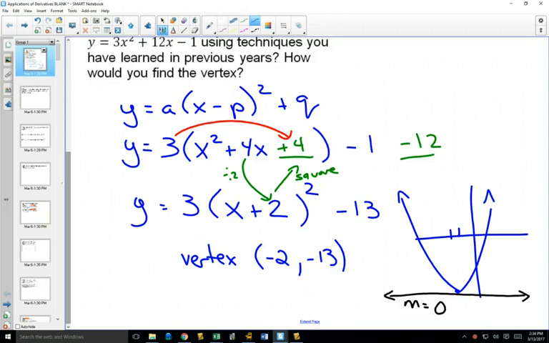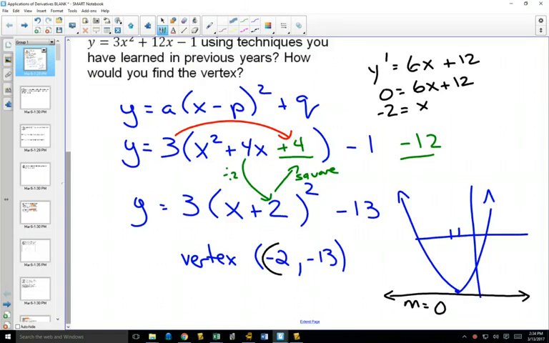How much quicker is it using calculus to find our vertex? Well, how hard is it to find the derivative? The derivative is going to be 6x plus 12. If we're looking for when the slope of that derivative is equal to 0, it happens at x equals negative 2, and we've already found this. To find the y-coordinate, we can just plug negative 2 back into our original equation, and then you'll get negative 2, negative 13, maybe a little bit faster than completing the square.